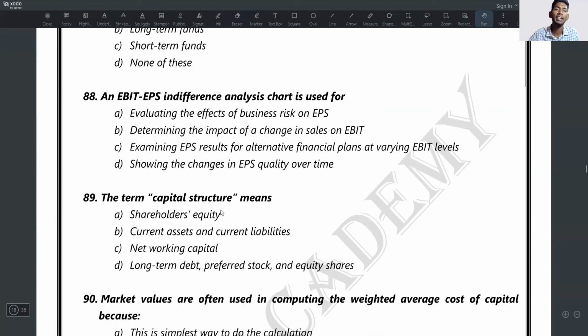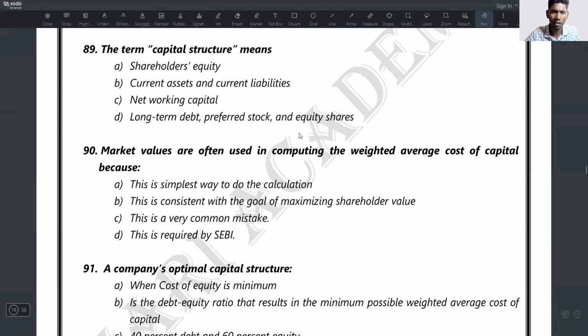Then go to question number 88. An EBIT-EPS indifference analysis chart is used for examining EPS results for alternative financial plans at varying what? Varying EBIT levels. That's the right option. You need not look for any other option. Evaluating the effects of business risk on EPS? How come? Determining the impact of a change in sales on EBIT? No. So examining EPS results for alternative financial plans at varying EBIT levels. That's what we do in the EBIT-EPS analysis, right?